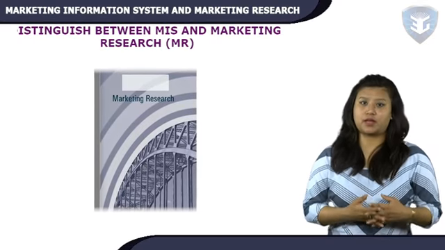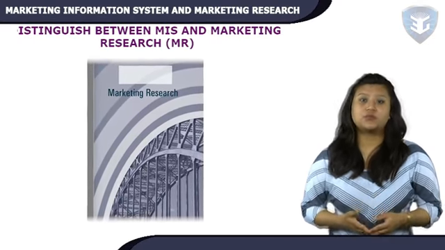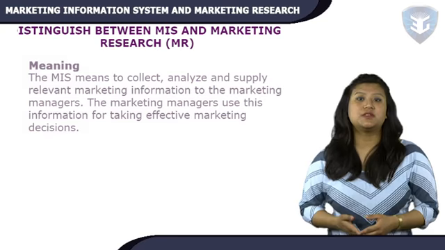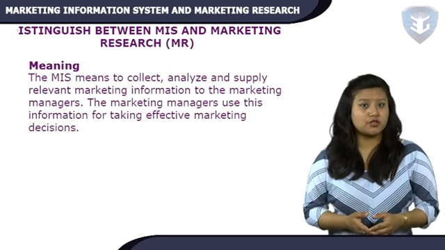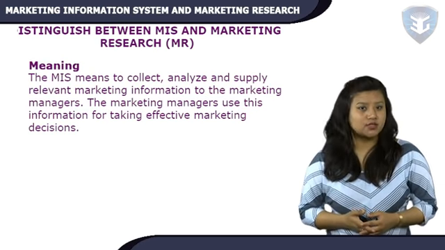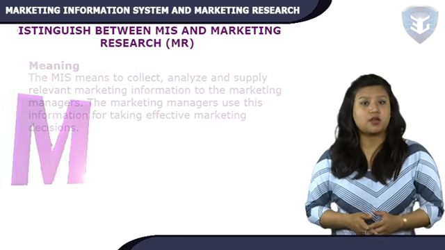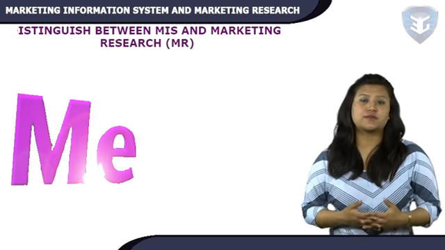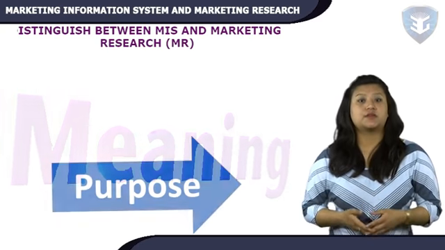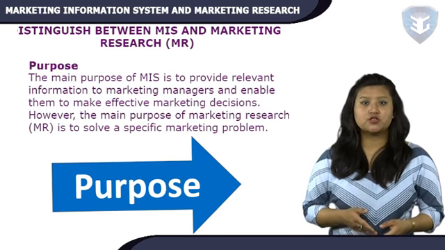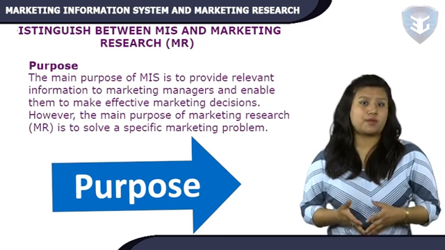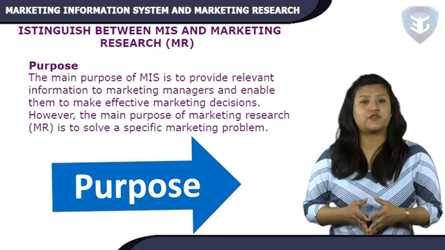Now, let's distinguish between MIS and marketing research, MR. The difference between MIS and MR is based on the following 10 points. The meaning. The MIS means to collect, analyze, and supply relevant marketing information to the marketing managers. The marketing managers use this information for taking effective marketing decisions. It is a permanent and continuous process. Marketing research, MR, is a systematic process of collecting and analyzing information to solve a specific marketing problem.